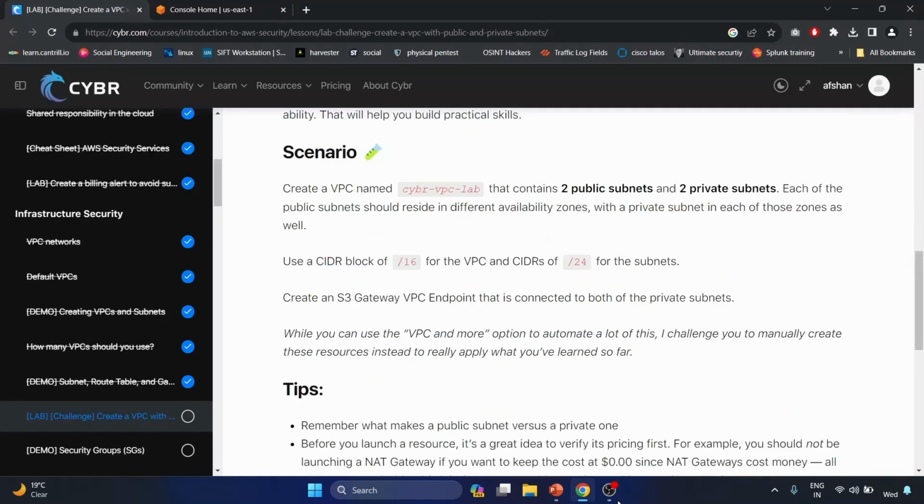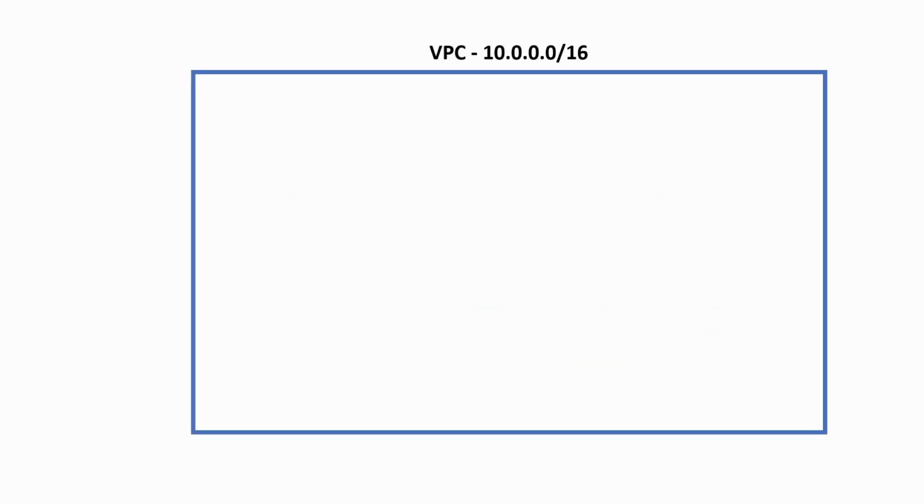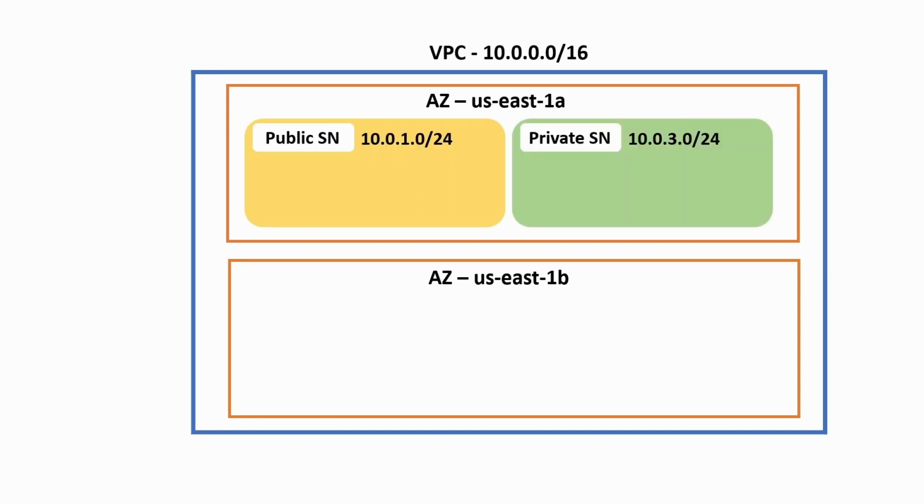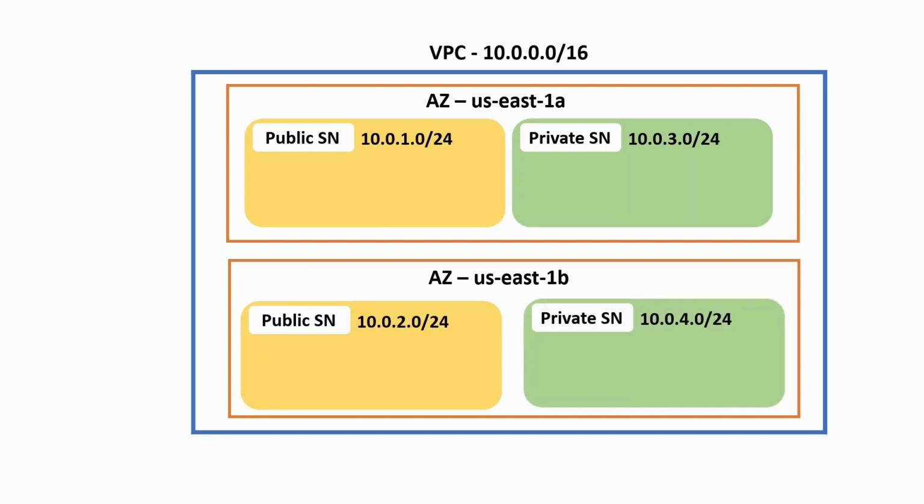Before we start the practical, let me show you a simple architecture diagram. I'm not really good at the design part, so please bear with me. We have a VPC that is using the CIDR range /16, and then we have 2 availability zones, that is US East 1A and US East 1B. In those AZs, we need to create both public and private subnets: one public and one private subnet in US East 1A, one public and one private in US East 1B.